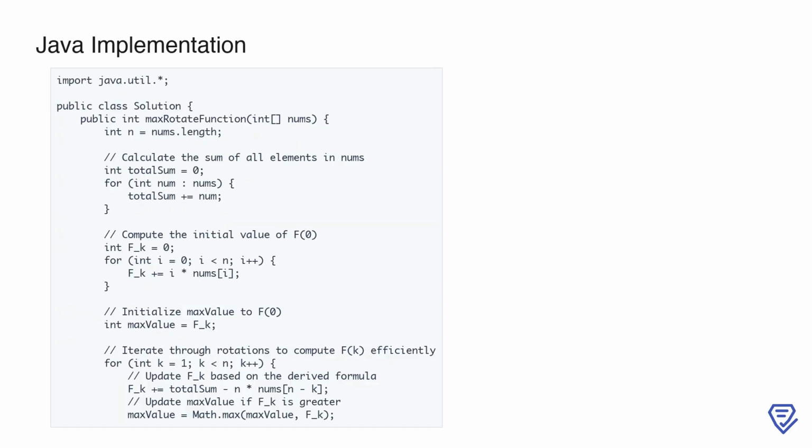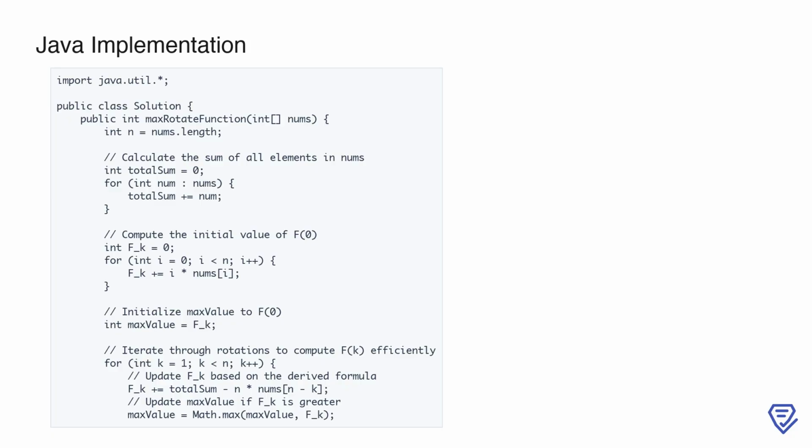Here, we're diving into the Java implementation of the rotate function problem. First, we start by importing the necessary utilities and defining a solution class with a method maxRotateFunction. The input is an array of integers called nums. The length of the array is stored in the variable n. To begin solving the problem, we calculate the total sum of all elements in the array using a simple loop. This is stored in the variable total_sum.